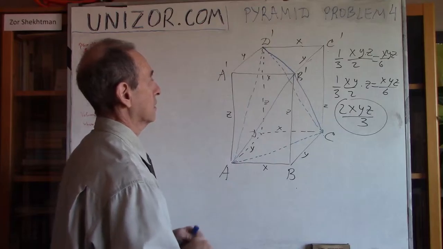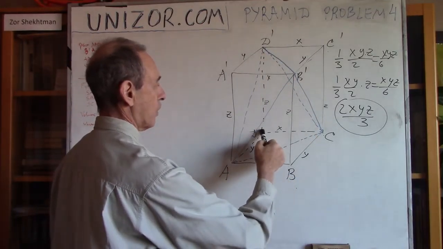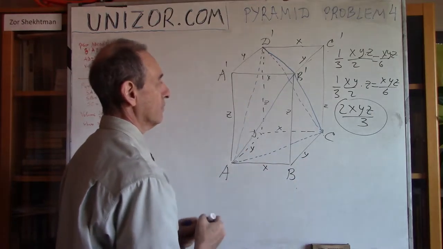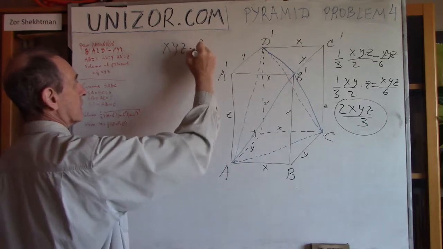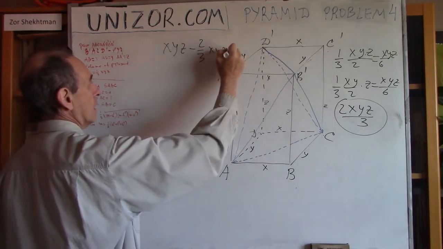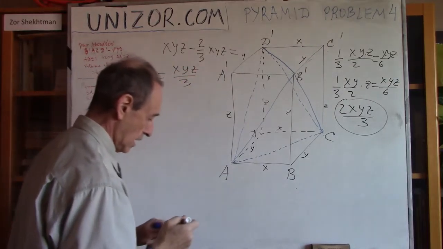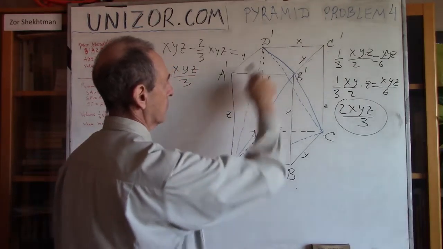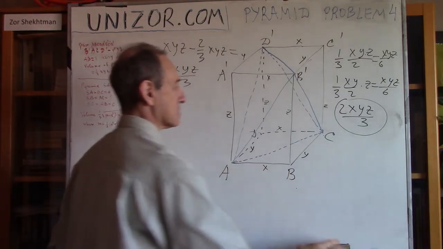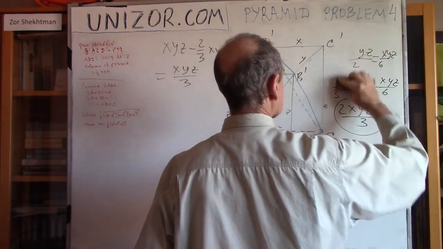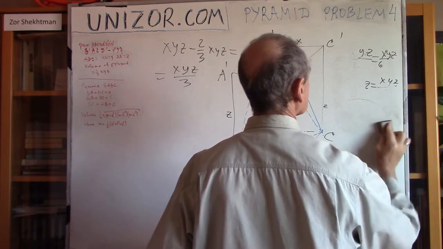Okay, great. So what's the volume of the original prism? Well, it's obviously x times y, which is the base, times z. So I have to subtract from xyz, I have to subtract 2/3 xyz, and the result would be xyz divided by 3. So the volume of this particular pyramid inside is xyz divided by 3. Let's just remember this, and this is the end of the first problem. And now I'm ready to go to the second problem.